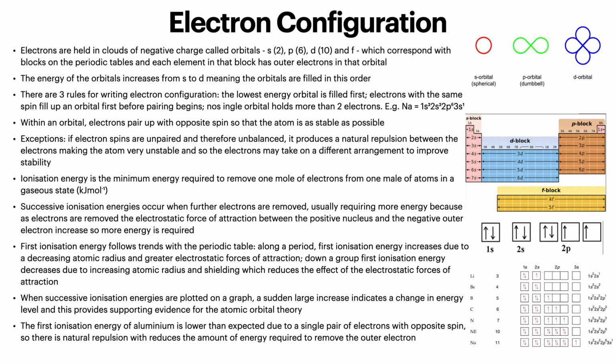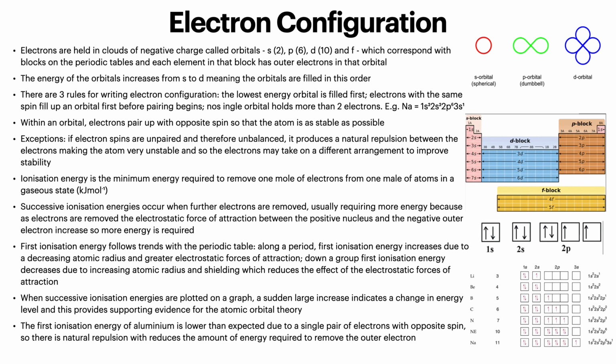First ionization energy follows trends with the periodic table, so along a period, first ionization energy increases due to a decreasing atomic radius and greater electrostatic forces of attraction, and then going down a group, first ionization energy decreases due to increasing atomic radius and shielding, which reduce the effect of the electrostatic forces of attraction.